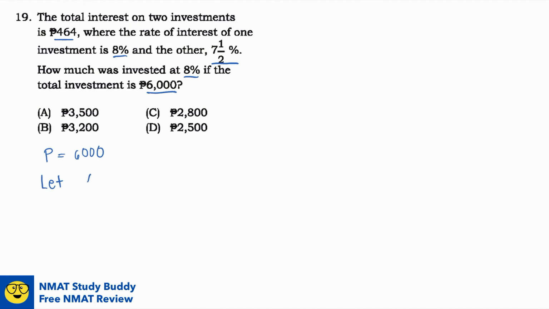Let X be the money invested at 8%. Yun yung hinahanap natin sa problem, yung how much was invested at 8%. And then, 6,000 minus X, yun yung pera na ininvest mo at 7.5%.